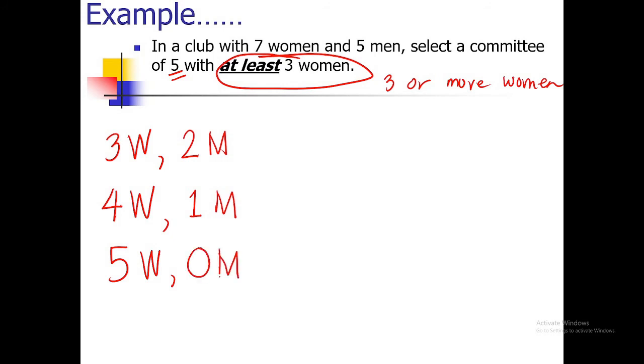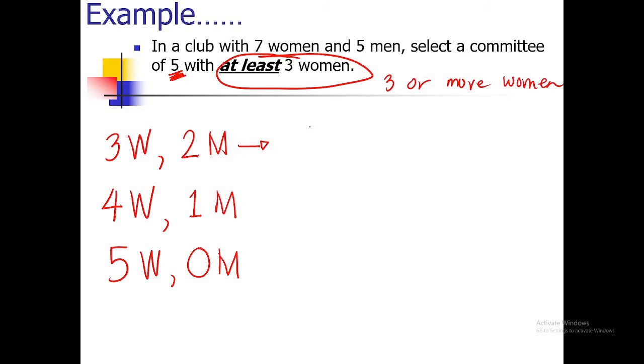Sir, why do you stop at 5 women, when it can be 6 women, 7 women? Because it is stated in the problem that the committee consists only of 5 members. So I'm gonna stop with 5. I will not take 6 women. That is not possible. Okay, let's compute this now.